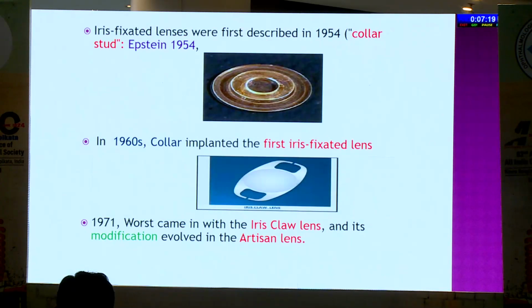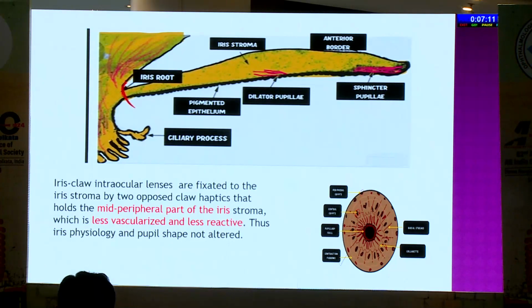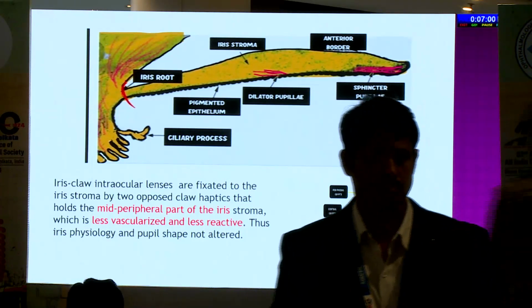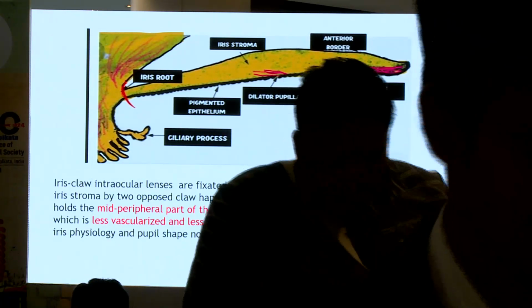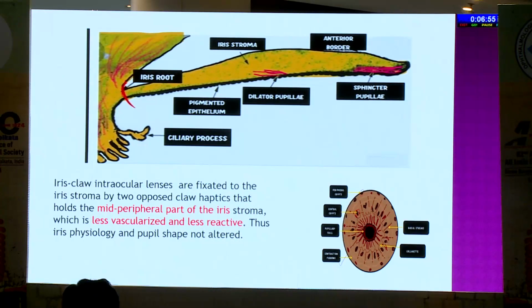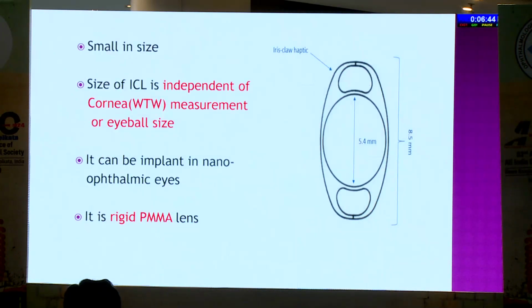This shows the evolution of the iris claw lenses from iris fixated collar stud lenses to the artisan lenses. As in our previous presentation, sir told that the iris claw lens is fixated at the mid peripheral part of the iris stroma, which is less vascular and less reactive. You can see the pupillary muscles, the sphincter pupillae and the dilator pupillae muscles, do not come in that area. So the fixation of the iris claw lenses does not affect the iris physiology, and the pupil shape is also not altered.